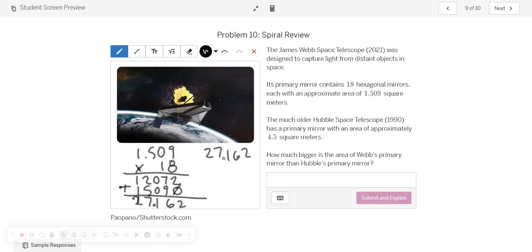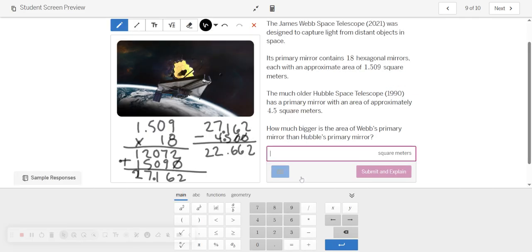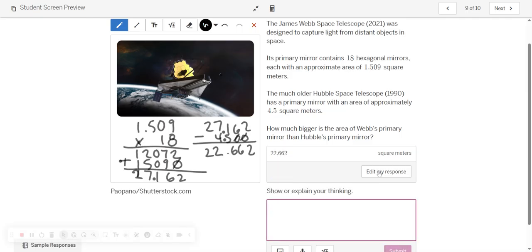And then I did 27,162 minus 4,500. 22.662 should be my answer. 22.662. Submit and explain. I mean, all the work is right there. See work. Oh, I hate when I hit the enter key and it doesn't submit for me.